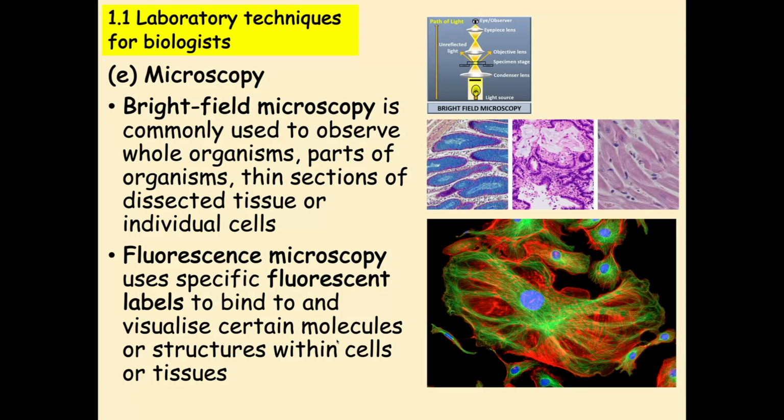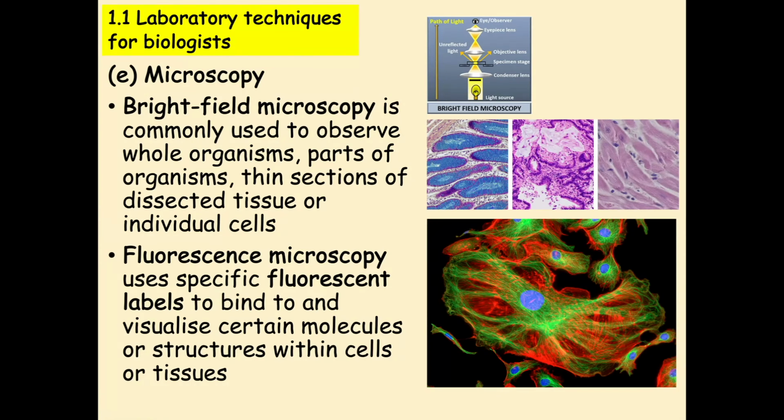Fluorescence microscopy uses specific fluorescent labels to bind to and visualize certain molecules or structures within cells or tissues. So again, we can see in the picture here, the nuclei are very clearly coloured there. They'll stand out with that fluorescent sort of blue. We can see some of the cytoskeleton within the cells as well, and we can see the edges, the membranes as well of the cell.